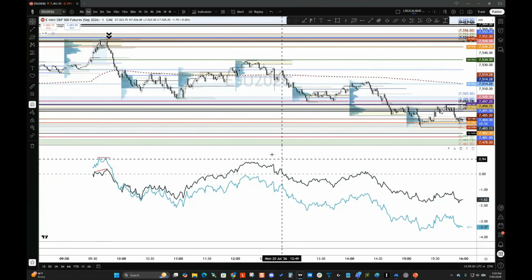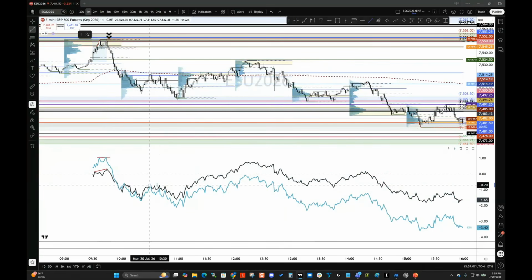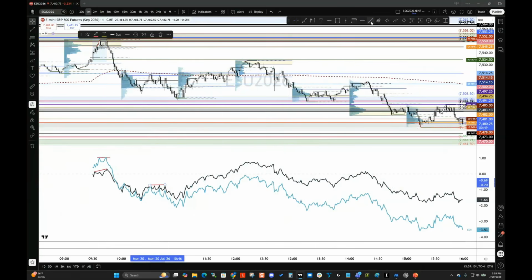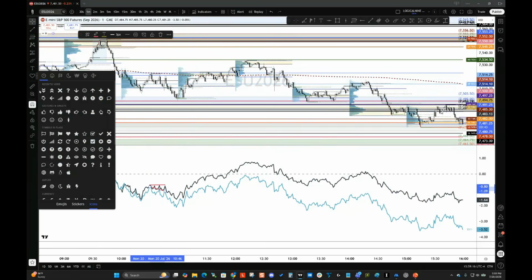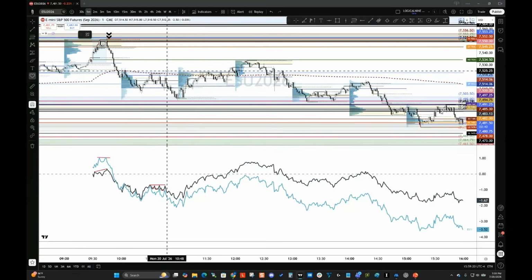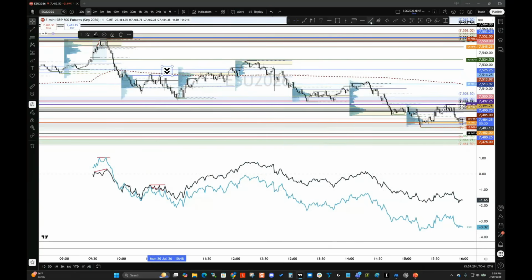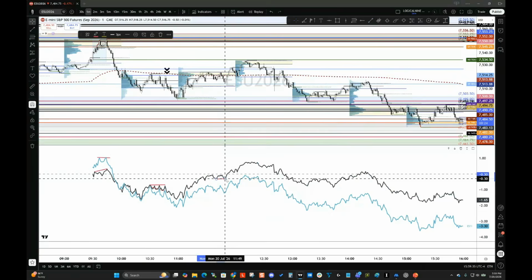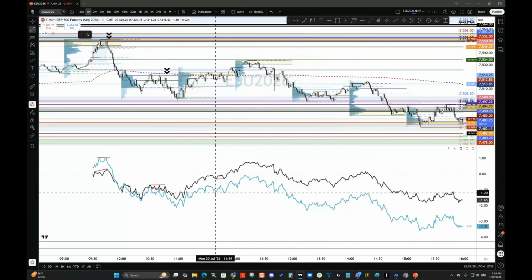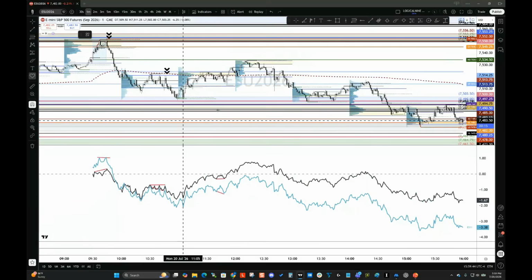We have another bearish divergence at about 10:45, followed by a bullish divergence at about 11:50. In this case, we have a buying opportunity.